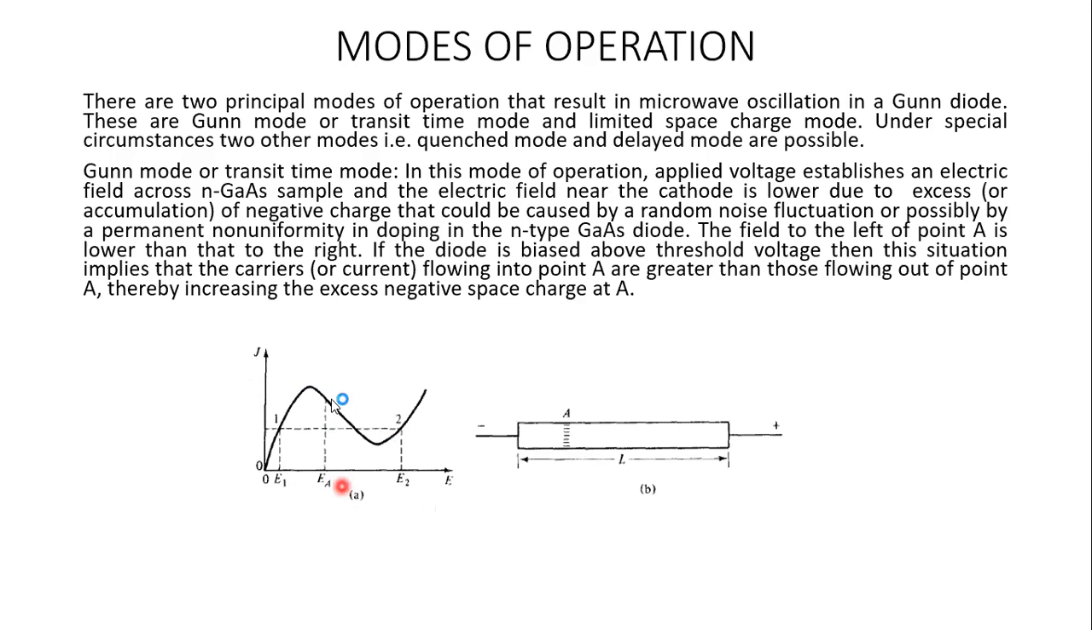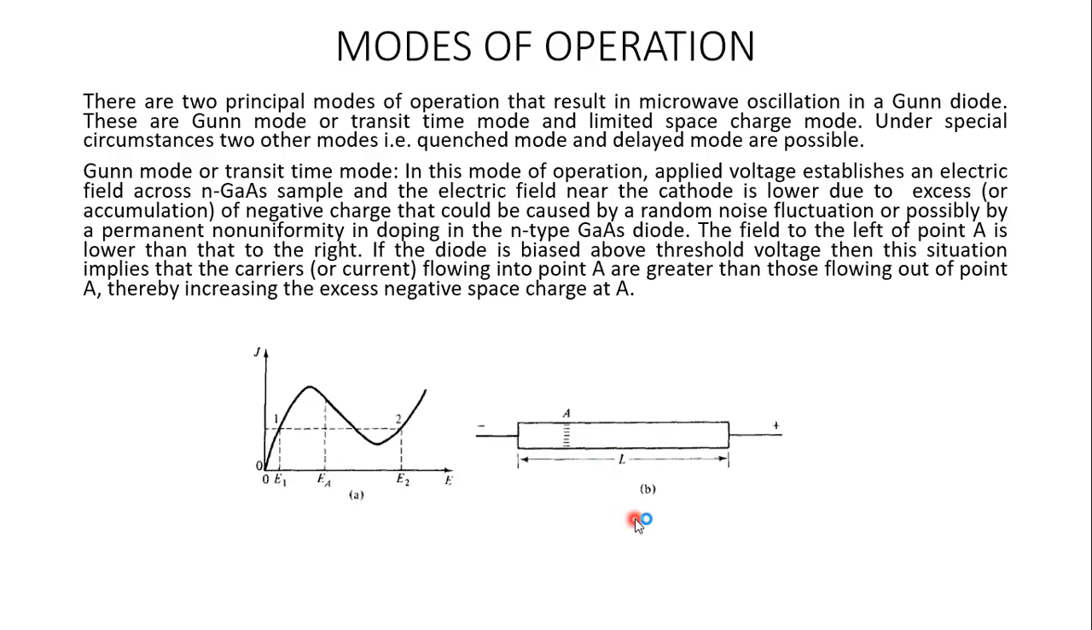In the negative range means this region only, where the electric field is larger than the threshold voltage and lesser than this valley voltage here. In this region, the electric field is increasing, but the current decreases. So this region represents the negative resistance region. This is the region where we are using this N type gallium arsenide sample, because we are going to make use of it as an oscillator.